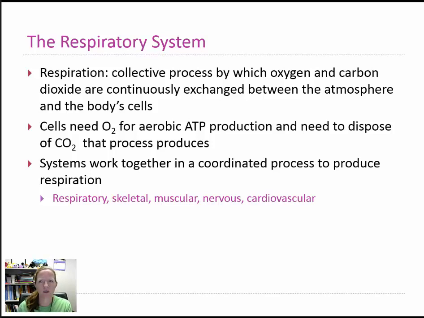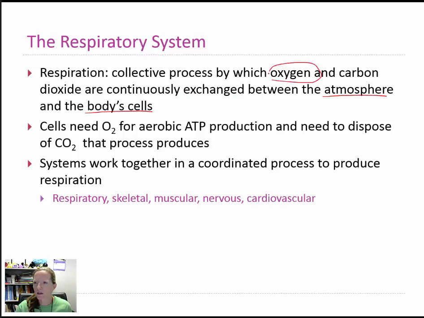But respiration in general is a collective process by which oxygen and carbon dioxide are continuously exchanged between the atmosphere and the body cells. So we have to take a look at everything in between. What happens to it between the atmosphere and the body cells? That's really what this chapter covers. And of course, you might be thinking, why do we need oxygen? And what is the point of exchanging these two gases, oxygen and carbon dioxide?